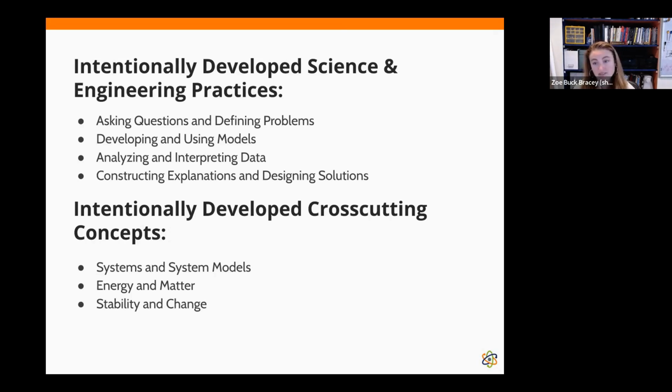So the intentionally developed science and engineering practices for this unit are asking questions and defining problems, developing and using models, analyzing and interpreting data, and constructing explanations and designing solutions, specifically here. And for the cross-cutting concepts, we really focus on systems and system models. We're modeling energy flow through systems. And then we also develop a framework for thinking about the relationship between energy and matter.